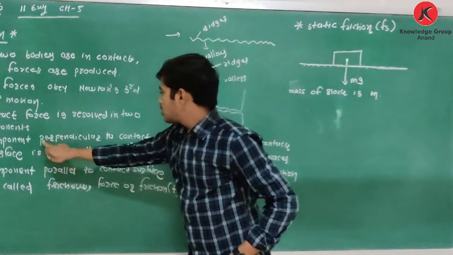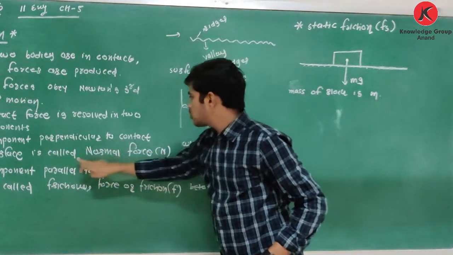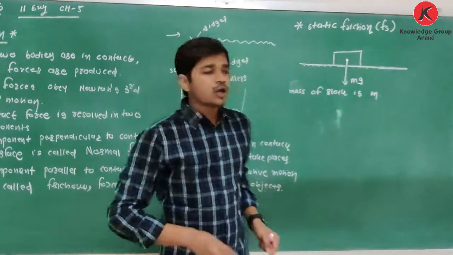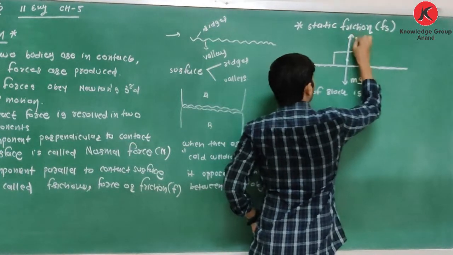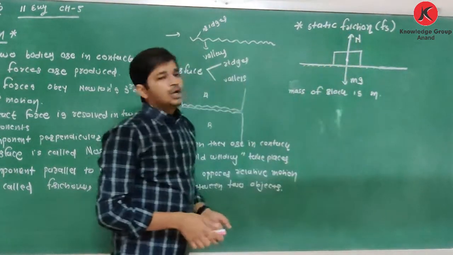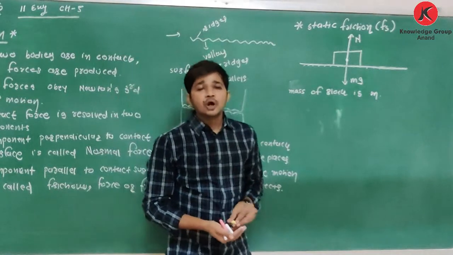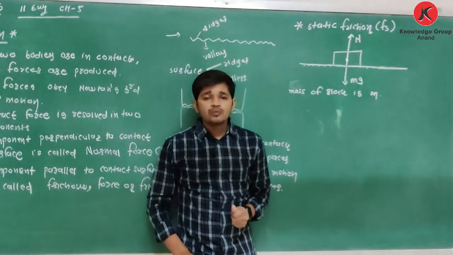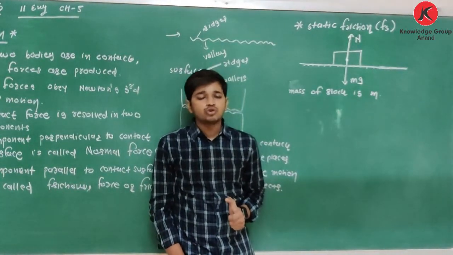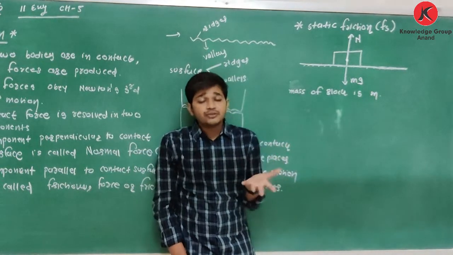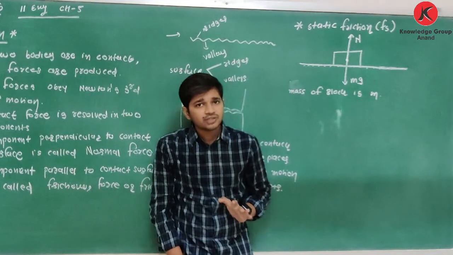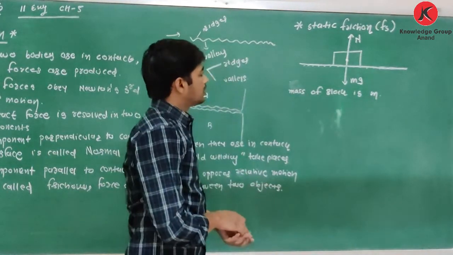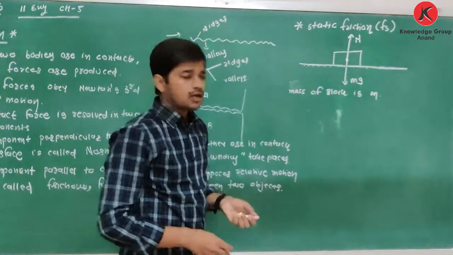The component perpendicular to the contact surface is called the normal force. Here it is the normal force. Remember, the normal force is always perpendicular to the contact surface. That's why it is named normal. Normal means perpendicular. Clear about this? So you are clear about this figure.